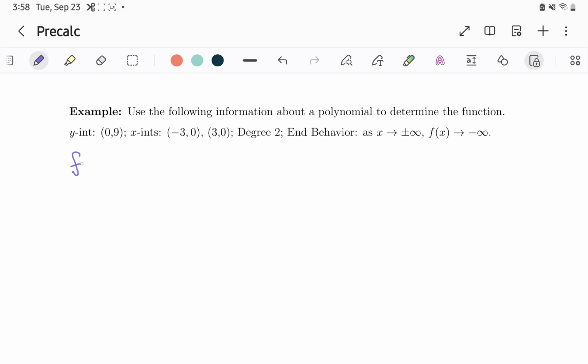So we could write f of x equals, and then since the x-intercepts are (-3, 0) and (3, 0), and since it's degree 2, it's going to be a quadratic, and since it has these x-intercepts, that means that for the x-intercept (-3, 0), we are going to have a binomial factor of x plus 3.